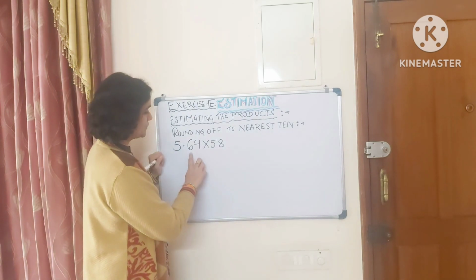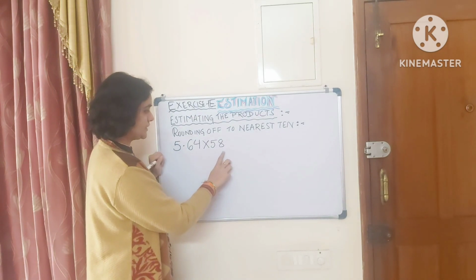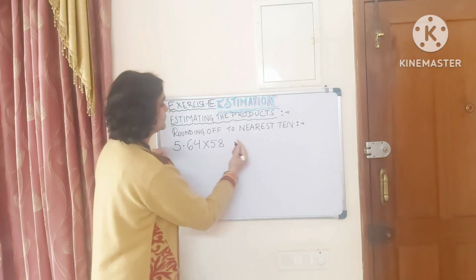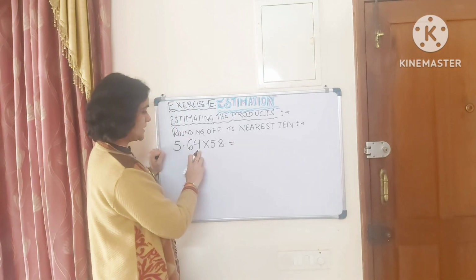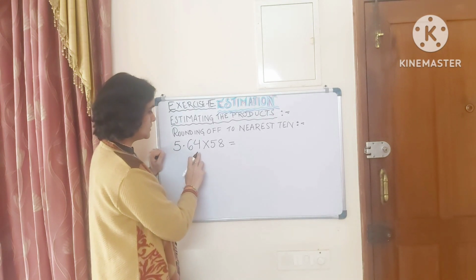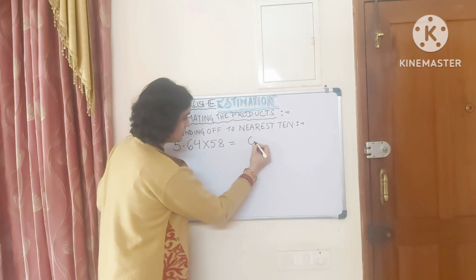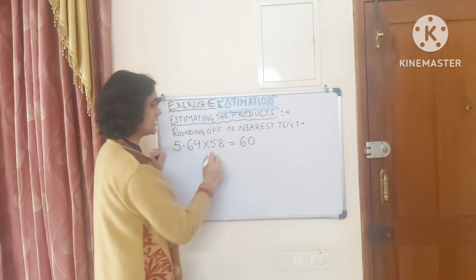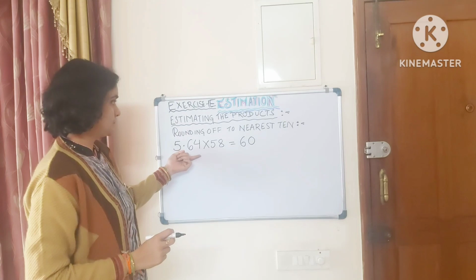So first we have to round off here. The question is 64 into 58. So first we need to round off this. 64 को nearest 10 को अगर round off करेंगे तो 4 तो छोटा है, less than 5 है, 4 is less than 5. So यहाँ पे 0 आ जाएगा ones place पे और 6 tens place में as it is लिख देंगे. 60 हो गया हमारा first term.